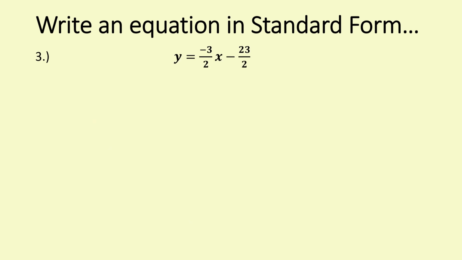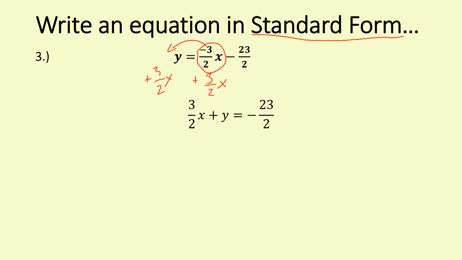However, that's the equation in slope-intercept form, and this problem is asking for the equation in standard form. So we have to rearrange this. First off, we want the x on the other side to put this in the form ax plus by equals c. So let's add this 3/2x to both sides. And that's going to give us this, 3/2x plus y equals -23/2.